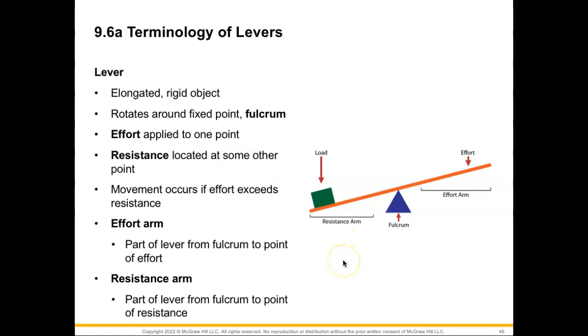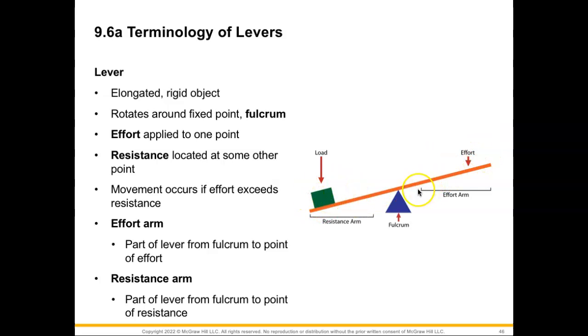So we'll see that a lever is going to be an elongated, rigid object that is going to be rotating around a fixed point called a fulcrum. We'll have the effort that's applied at one point and the resistance or the load that is located at some other point. And the movement occurs if the effort exceeds this resistance.